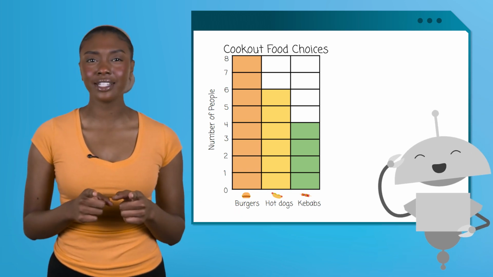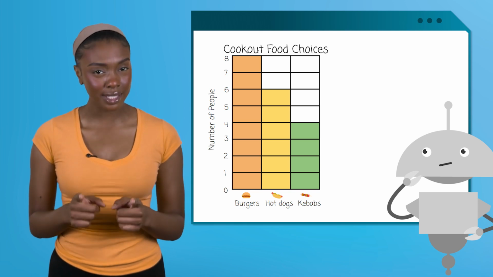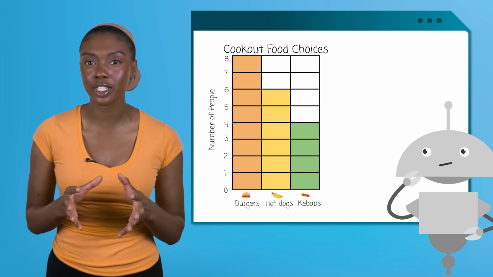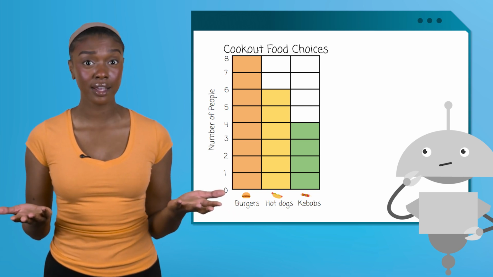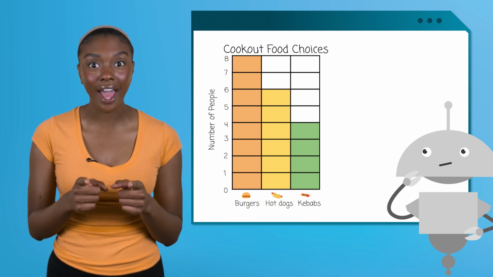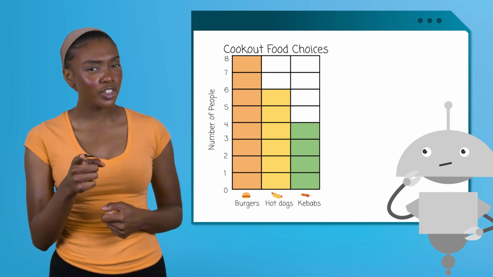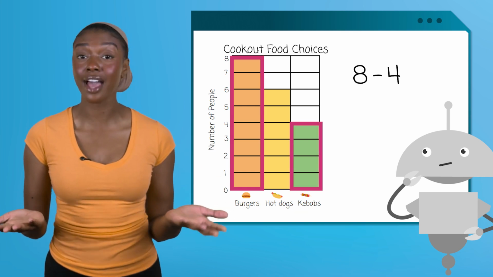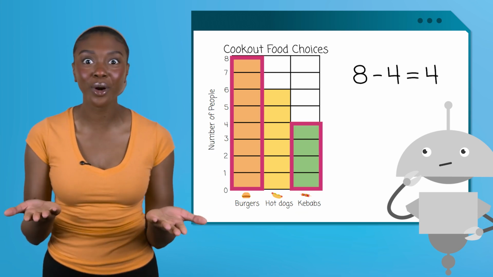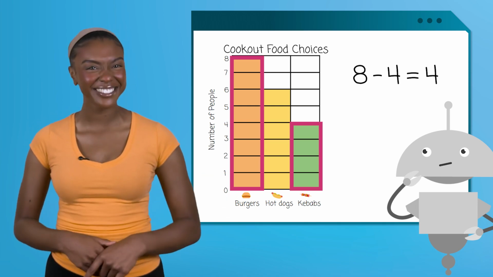When we wanted to find out how many people ate 2 of the foods, we added. But this time, we are finding the difference between the 2. Do you remember how to find the difference? We need to subtract or take away from a number to see how much is left. Let's try that here. We can subtract 8 minus 4. That gives us 4. 4 more people ate burgers than kebabs. Thanks for challenging us with that question, Mia.